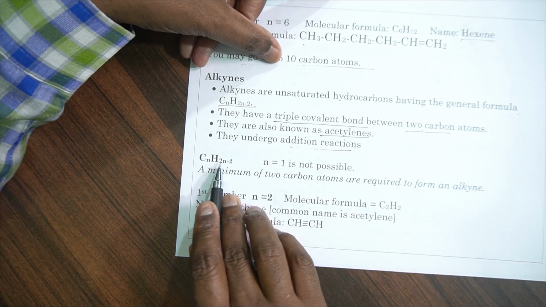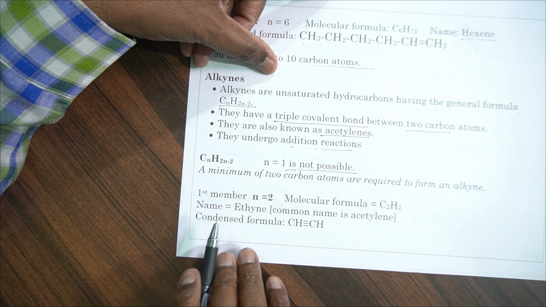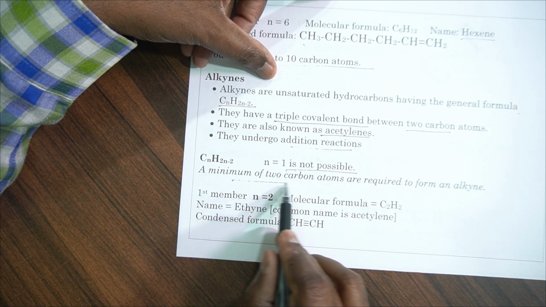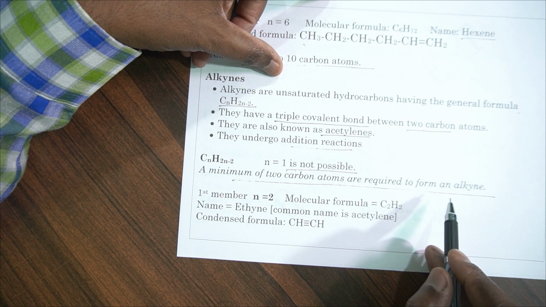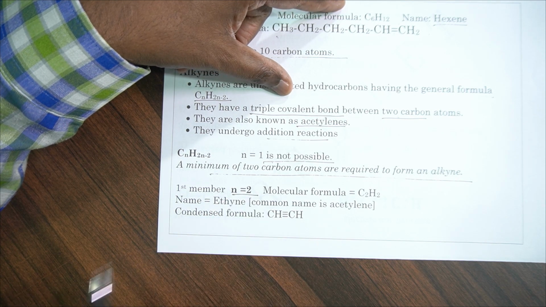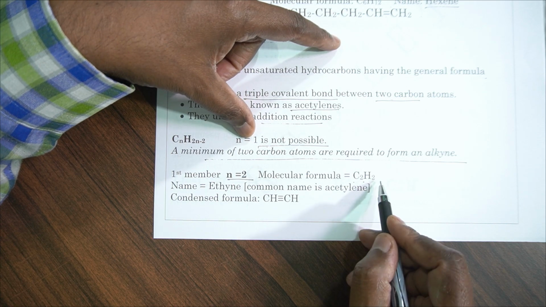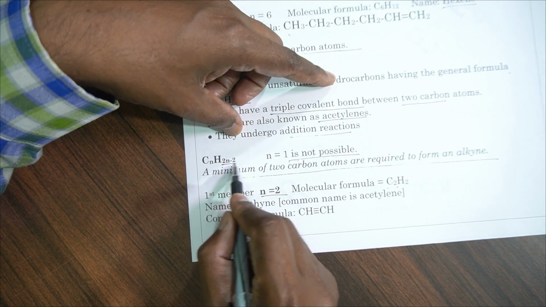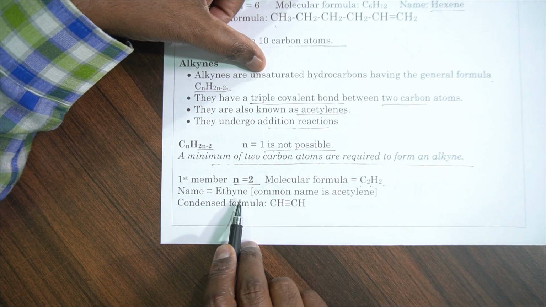Now here we have CnH2n minus 2. n equal to 1 is not possible, as we already saw in the case of alkenes. A minimum of 2 carbon atoms is required for the formation of an alkyne, because there has to be a triple bond between 2 carbon atoms. So the first member starts with n equal to 2. The molecular formula will be C2, 2n will be 4 minus 2, so it will be again 2. So C2H2. The name is ethyne.